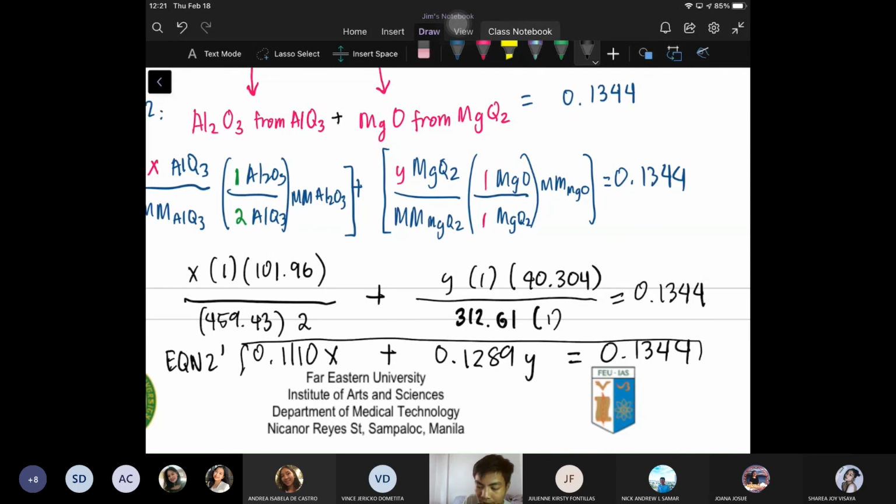Okay. Ayan. Ano sundan na ba? Or okay na tayo?